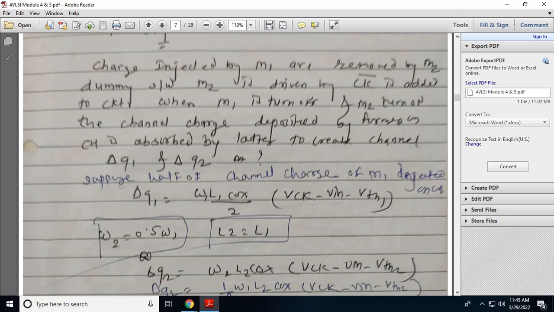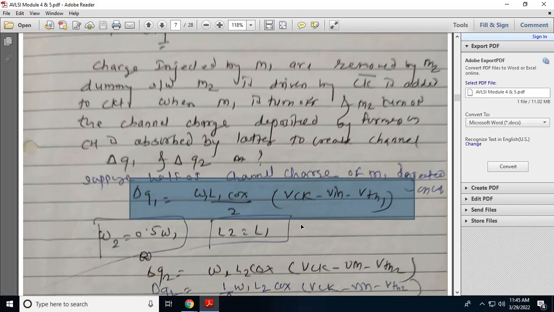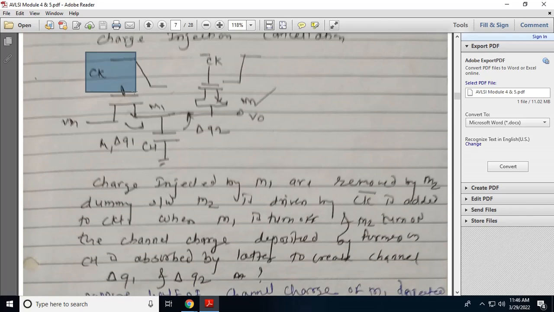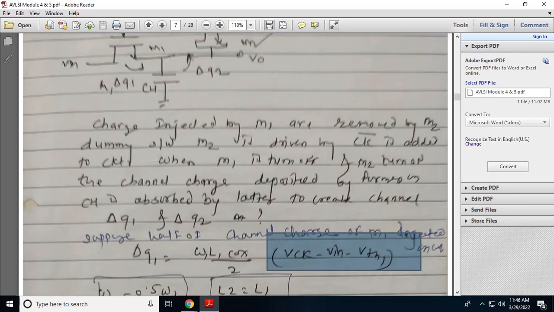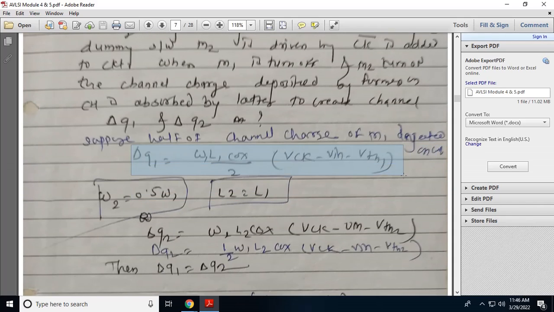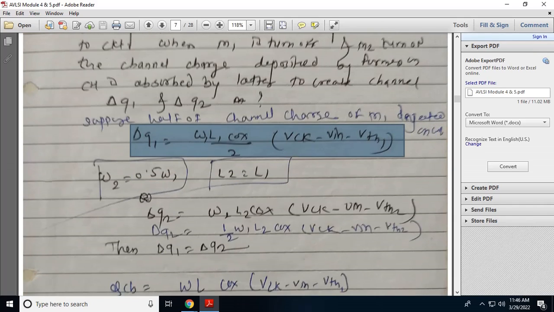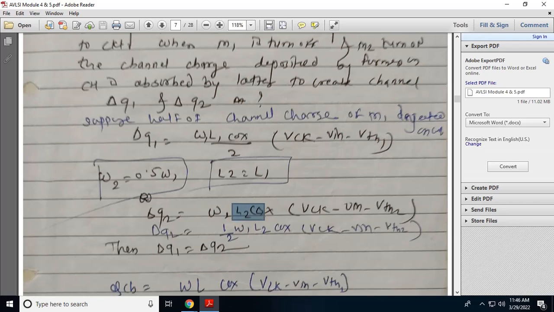Now see, these are the channel charges absorbed by M1, that is, charge Q1 is equal to W1 L1 Cox times (clock signal minus input minus VTH1) divided by 2. Suppose we are assuming that half of the charges is deposited on this CH. So these are the charges. The charge of M2 is the width of M2, length, Cox, times (clock signal minus input minus VTH2).